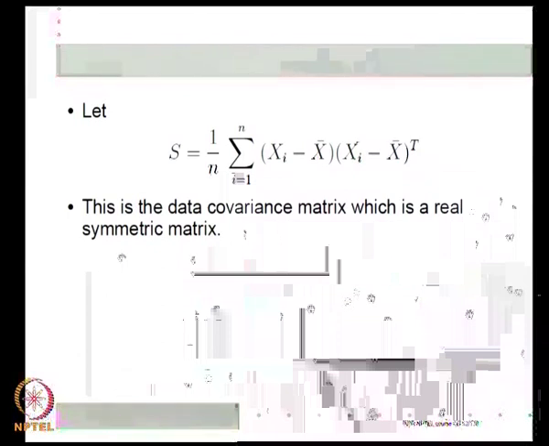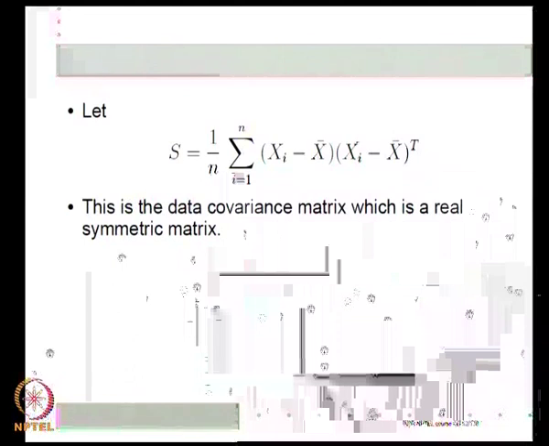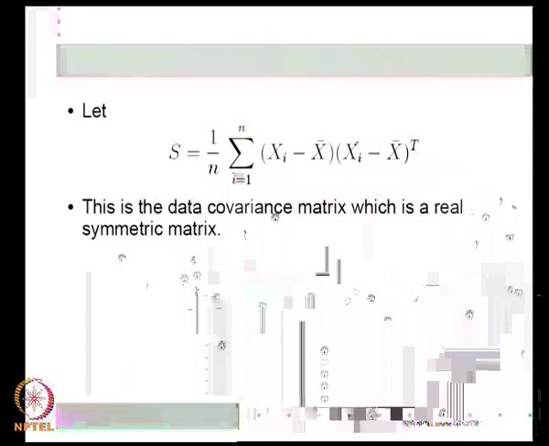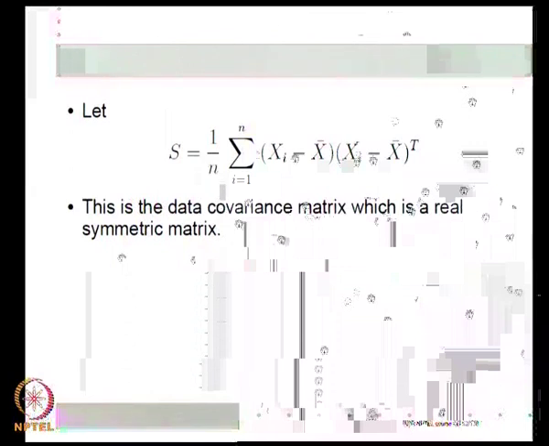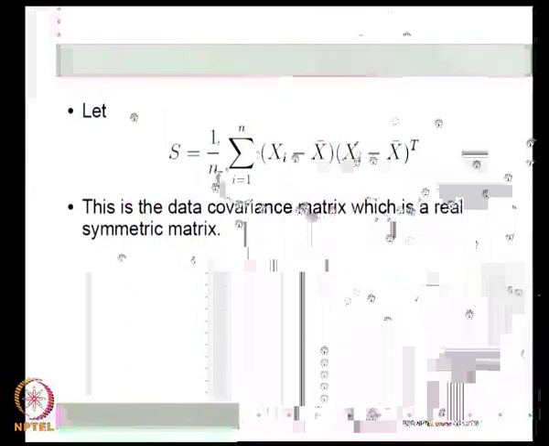For a random vector x, the covariance matrix is defined as the expected value of x minus mu x into x minus mu x transpose. Now, if I do not know how to evaluate such an expectation, I can evaluate it as a sample mean, and this is nothing but the sample mean estimate of that expectation. So, this is the data covariance matrix. As a matter of fact, we came across the data covariance matrix earlier when we did the Fisher linear discriminant.